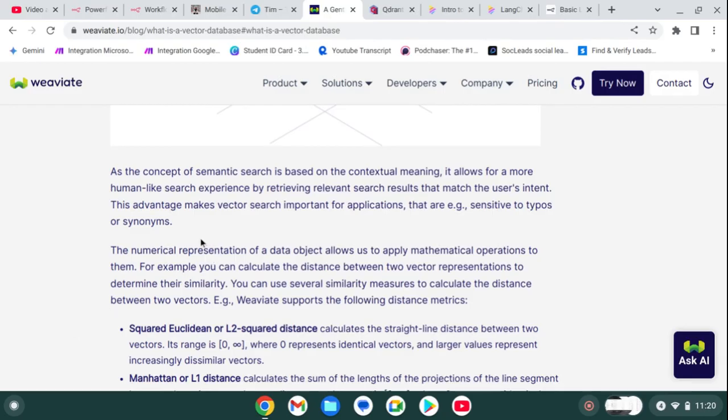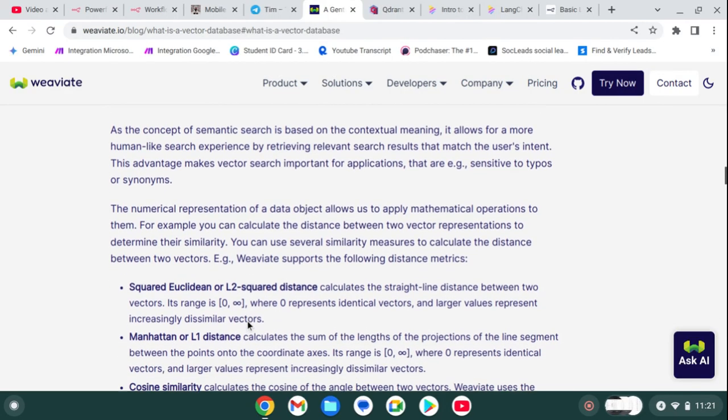The unique representation of data objects allows us to apply mathematical operations to them. For example, you can calculate the distance between two vectors to determine their similarity. You can use several similarity measures to calculate the distance between two vectors. For example, Weaviate supports the following distance metrics.